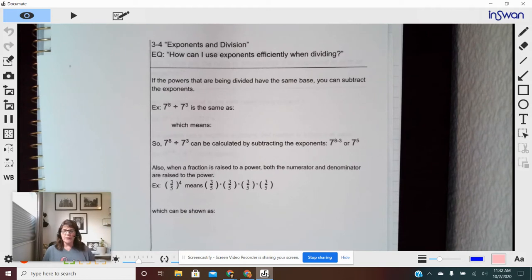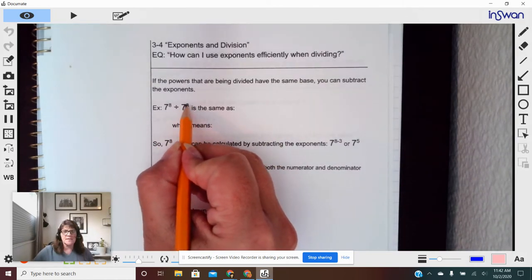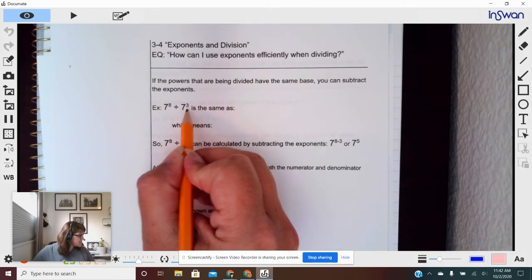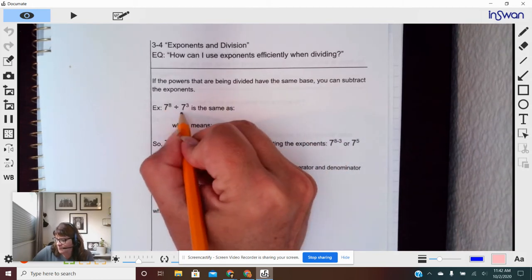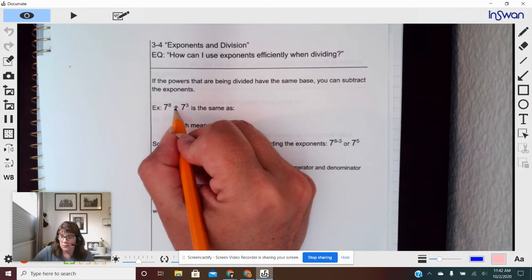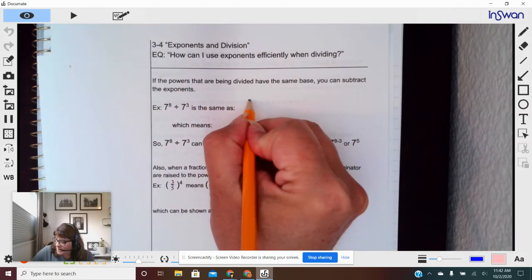As we go further into topic three, and we're continuing to look at exponents, now we're looking at the idea of exponents and division. Now, remember that fractions are also division. Sorry, I had to grab a pencil. Okay, so this idea of 7 to the 8th power divided by 7 to the 3rd power is the same as 8 sevenths.